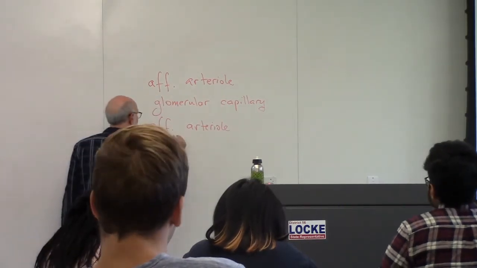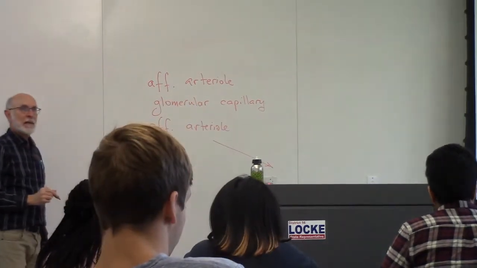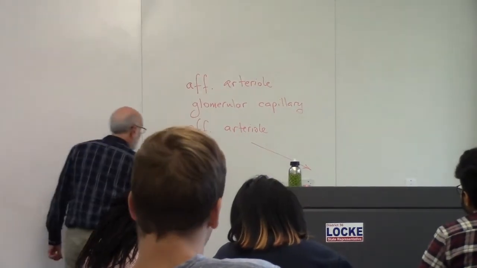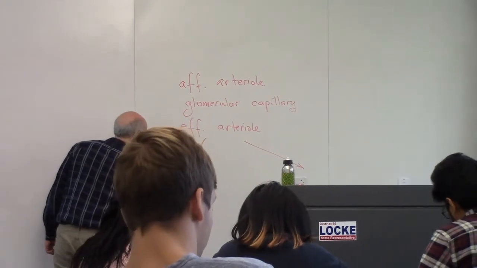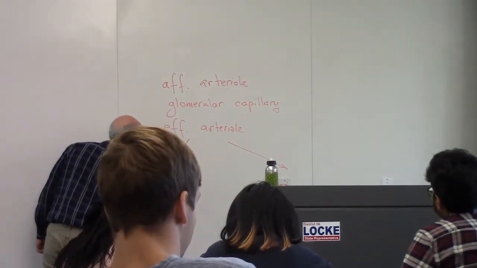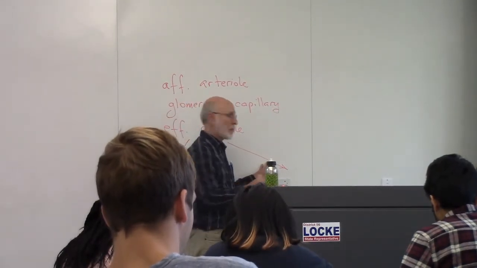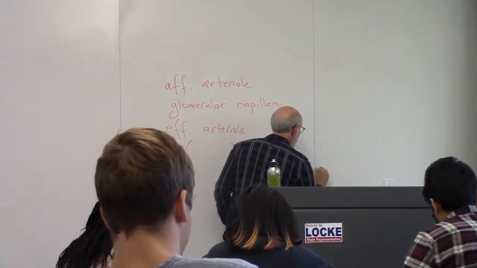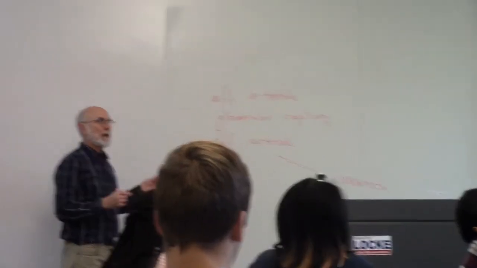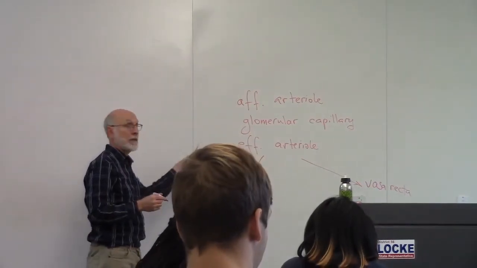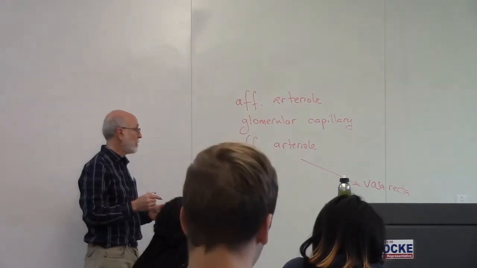Okay, so now you can see what I'm going to do here. What's next? Peritubular capillaries. And what would go over here? Vasa recta. The blood goes either one way or the other, and it depends on the nephron, and it depends on the branches of the capillary that come off of the efferent arteriole.